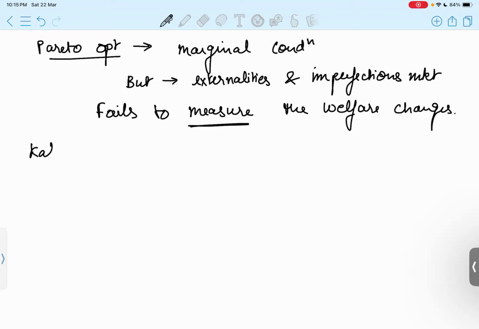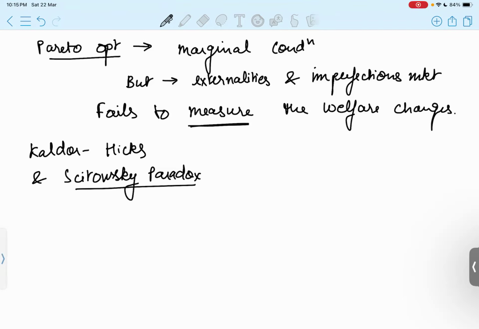Then we covered the Kaldor-Hicks and the Scitovsky paradox. Under this, we saw that Kaldor-Hicks criteria was seen to be an improvement over the Pareto optimality conditions, where it proposed the compensation principle, and it was suggested that if the gainers are able to compensate the losers and still the gainers are in a better off situation, it would be reaching the situation of social welfare, the maximization of the welfare conditions.